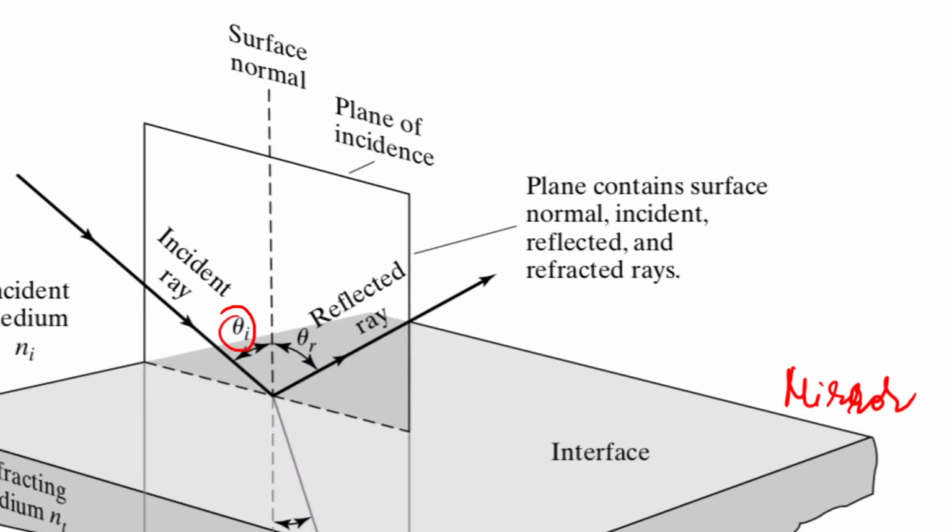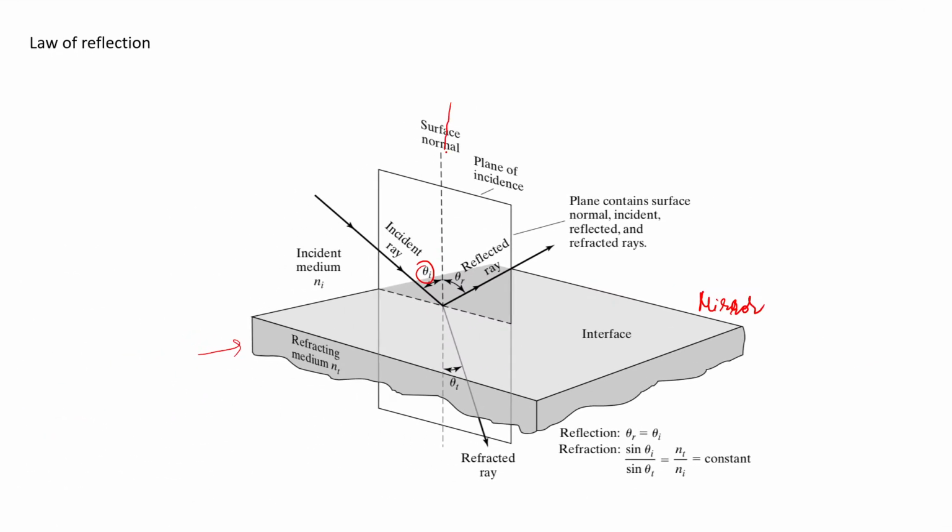So I'm drawing a perpendicular with respect to that plane, and I measure this angle theta I with respect to that surface normal. If I have an incident and a reflected ray, the law of reflection states that the angle of incidence is equal to the angle of reflection. A plane that contains the incident ray, the surface normal, and the reflected ray is called the plane of incidence. So the law of reflection is quite simple: theta I is equal to theta R, incident angle is equal to reflected angle. And it is verifiable experimentally.